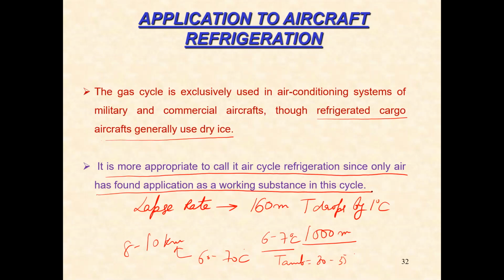So somebody may think, why not use the air which is already available outside at the low temperature, and we can use it inside. Yes, there is one more problem along with this low temperature, which is minus 30 or minus 40 degrees Celsius: as we go up, the pressure of the air also reduces. The pressure actually reduces to somewhere around 0.2 bar to 0.3 bar.